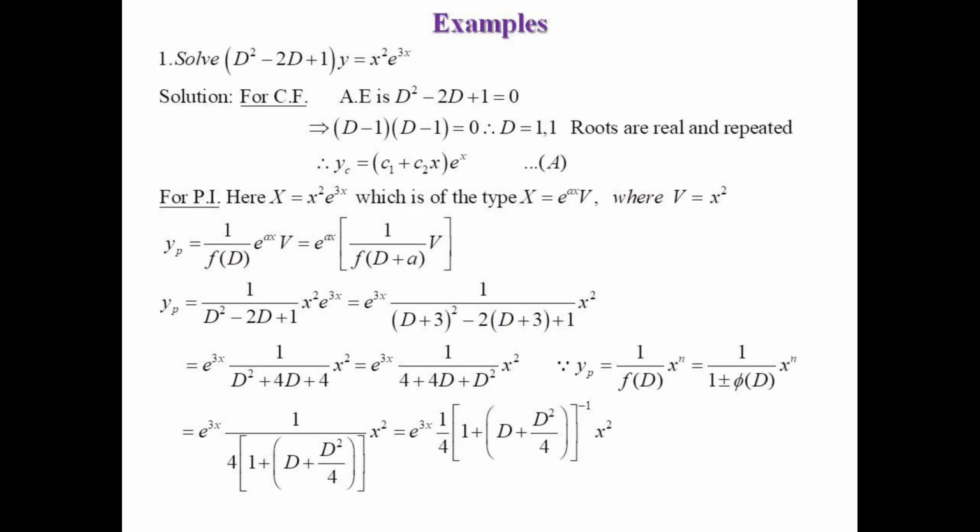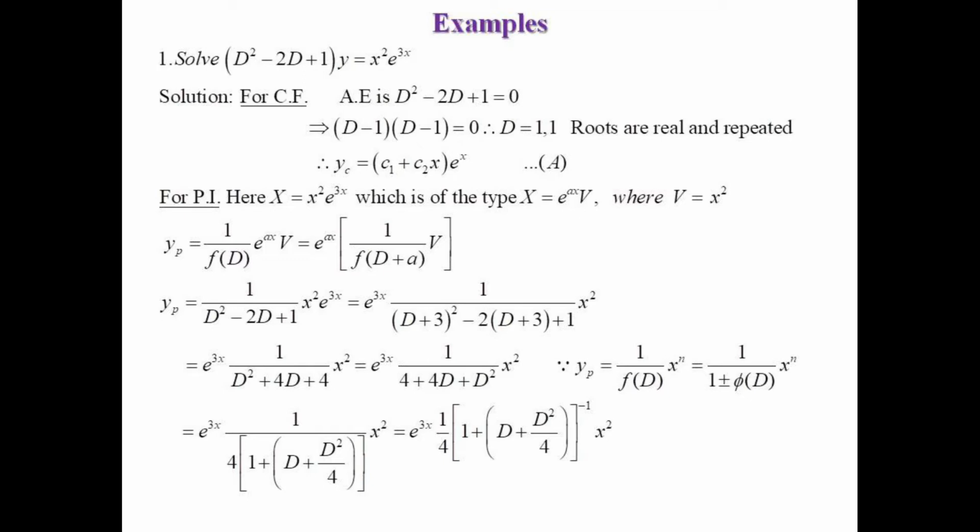Now let's obtain the value of the particular integral. Whenever we find the particular integral of any equation, first write down the right-hand side term of the linear differential equation. Here the right-hand side value is x^2 e^(3x). That means X is denoted by this value. So this equation is of the type X = e^(ax) v, where the value of v is x^2.